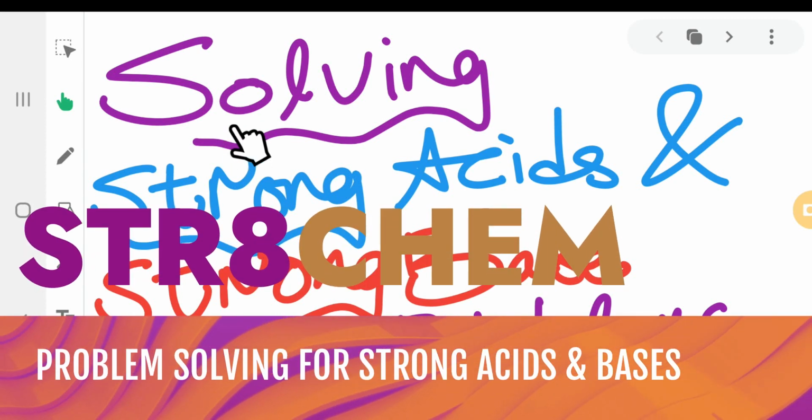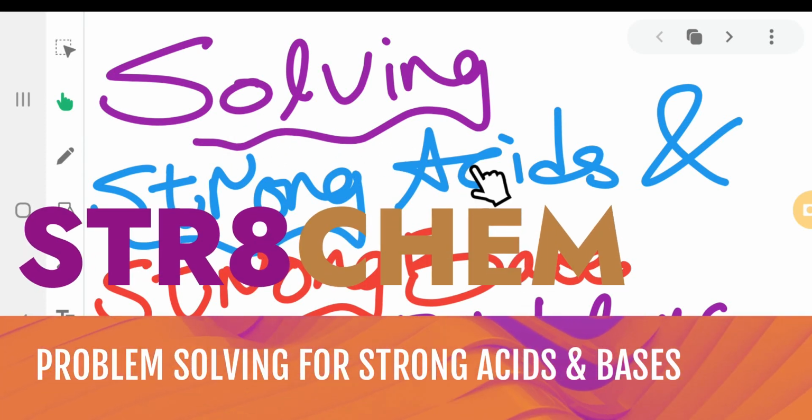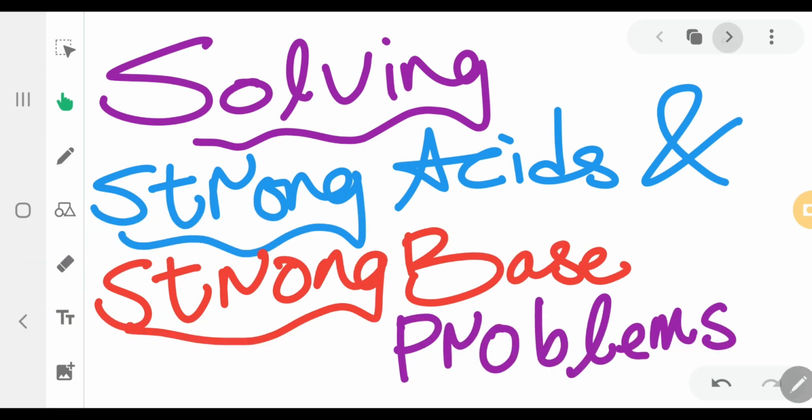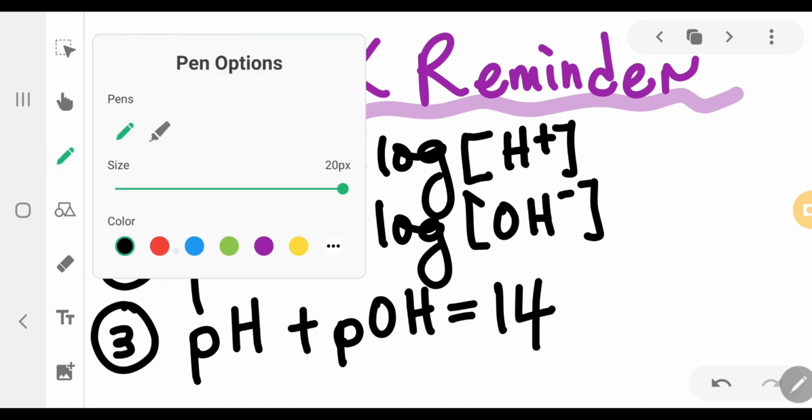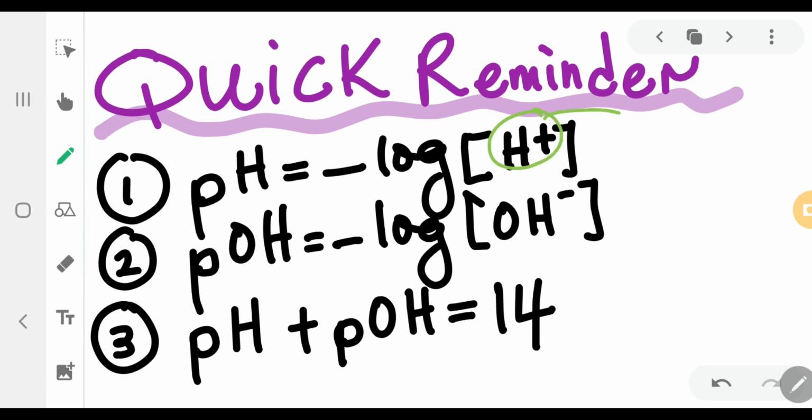Now we're going to look at how to solve a few problems regarding strong acids and strong bases. Before we look at a few examples, here is a very quick reminder of the formulas that we're going to need to solve those problems. Number one, the pH formula is given as pH equals negative logarithm of the concentration of H plus. Remember, H plus can also be written as H3O plus. They are the same thing.